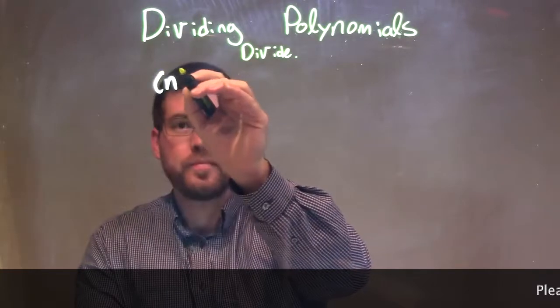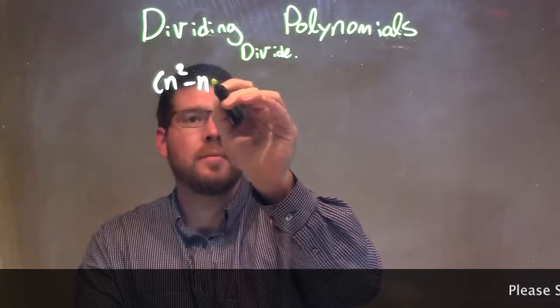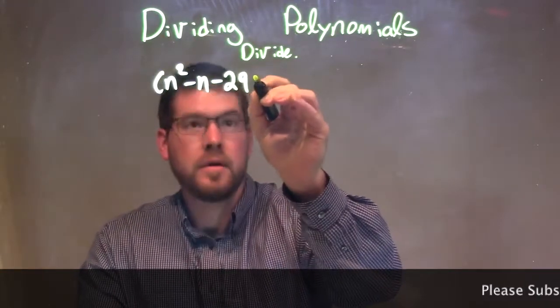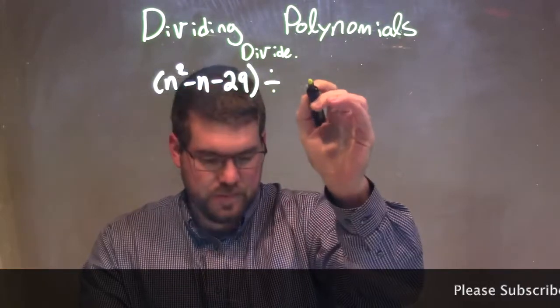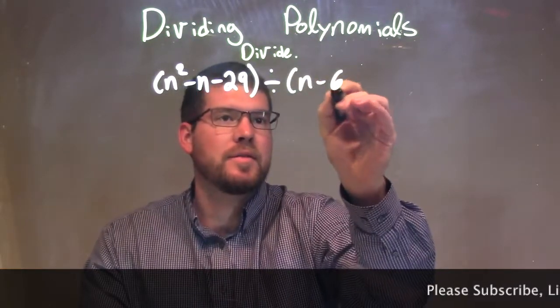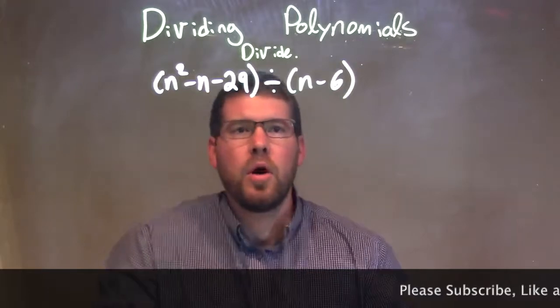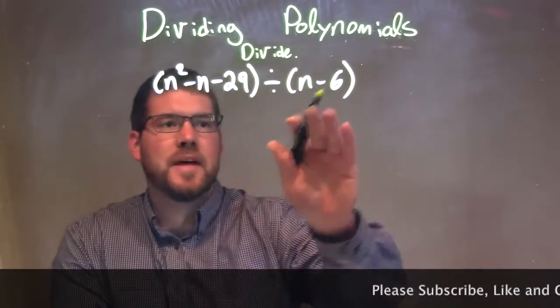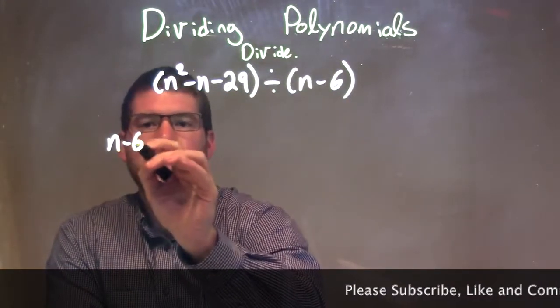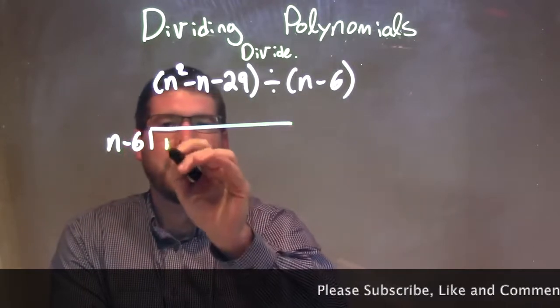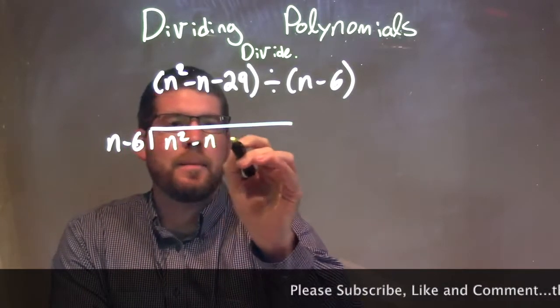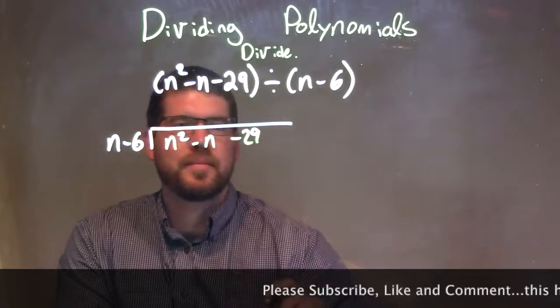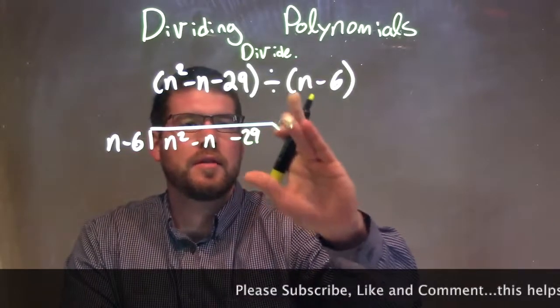N squared minus n minus 29 divided by n minus 6. Okay? Well, what we're going to do is our long division here. So I'm going to take my n minus 6. I'm going to see how it can go into n squared minus n minus 29. Okay? I made it a little longer than I needed to.